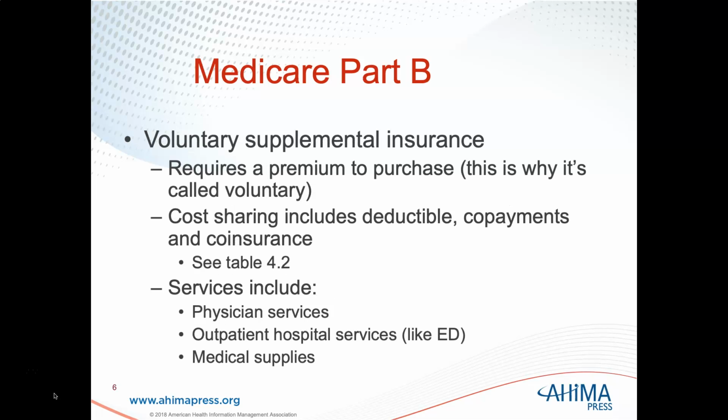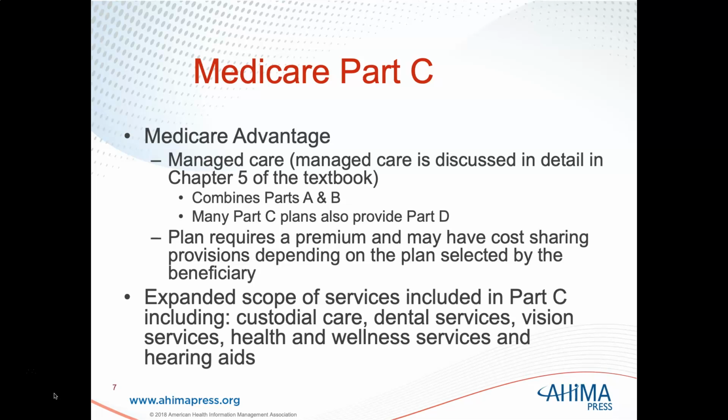Part B is voluntary supplemental insurance. You have to pay a premium to purchase. That's why it's called voluntary. It does have, just like the Part A, cost sharing, deductible, co-payments, co-insurance. But this includes all the outpatient things in life. Physician services, ED, urgent care, outpatient rehab, all of those types of things, including medical supplies, DME, durable medical equipment, and medical supplies. Part C is Medicare Advantage, and that's that managed care piece.